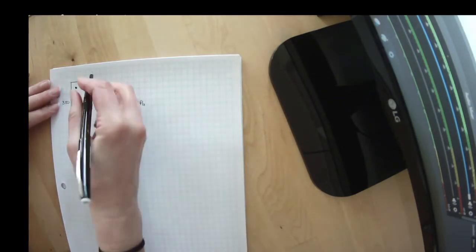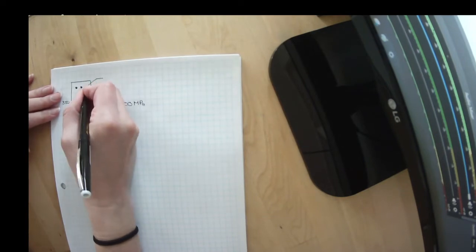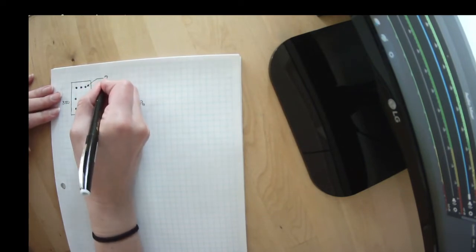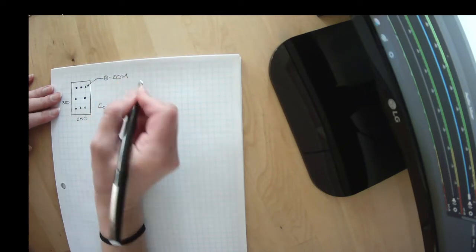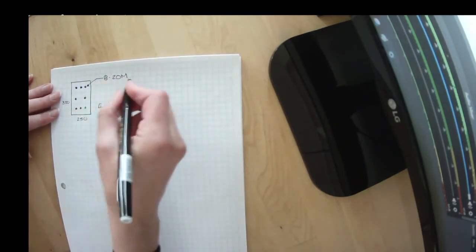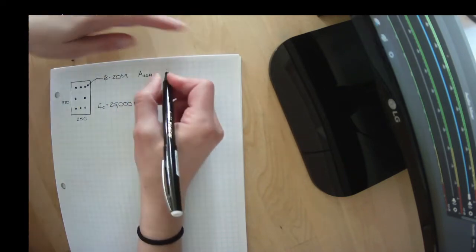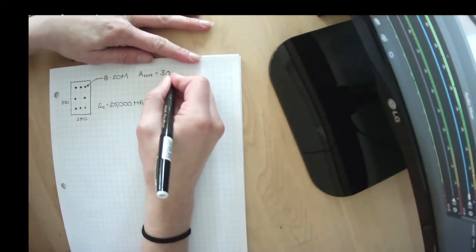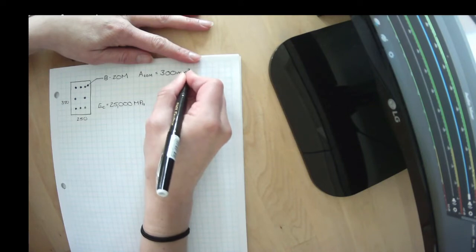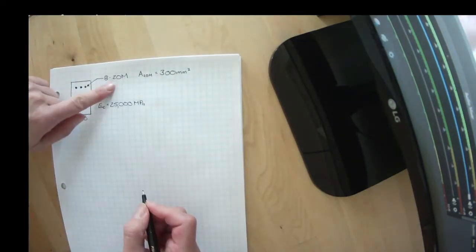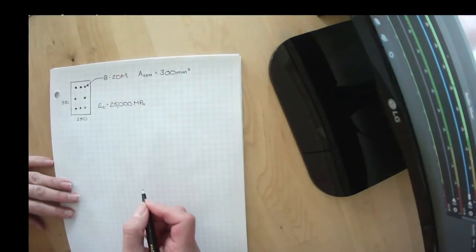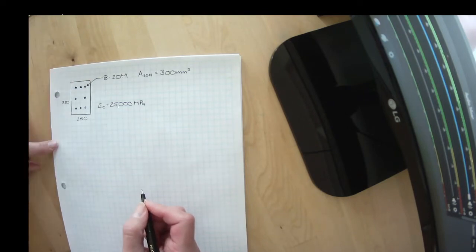This seems like something reasonable. We don't know much about reinforcement yet, so I'm going to give you what the area of a 20M bar is. An area of a 20M bar is 300 millimeters squared. So a single 20M bar is 300 millimeters squared, and we have 8 of them.